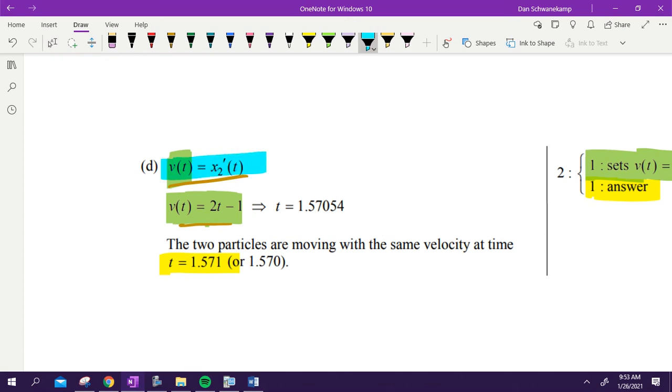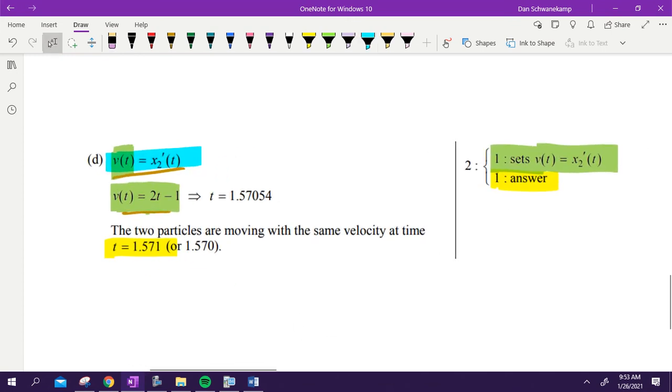If you wrote what the second equation's velocity was, 2t minus 1, they want you to set them equal to each other. So they want to see the velocity of the initial equation equal to 2t minus 1, because you want to know when the two velocities are equal. If you set them equal to each other, that would have given your answer. The time that happened was 1.507054. Okay, 3 decimals, 1.571. You scored 1 point if you showed that you set them equal to each other, and then 1 point for your answer. I'm guessing you're more likely to have the answer than the other one, but make sure you're showing on your paper what you did.